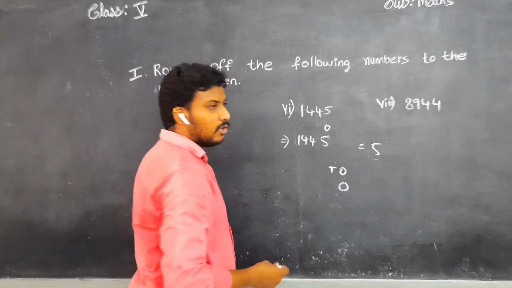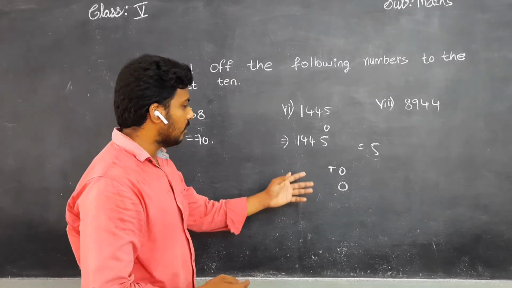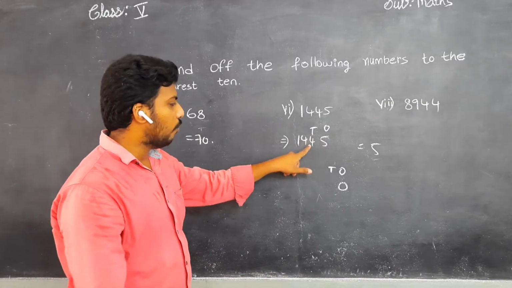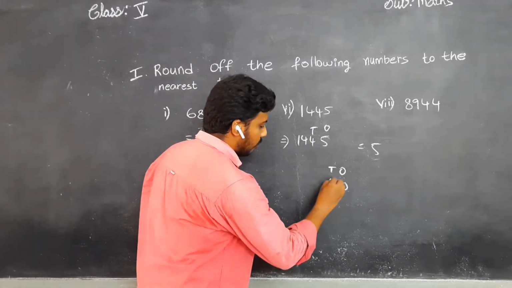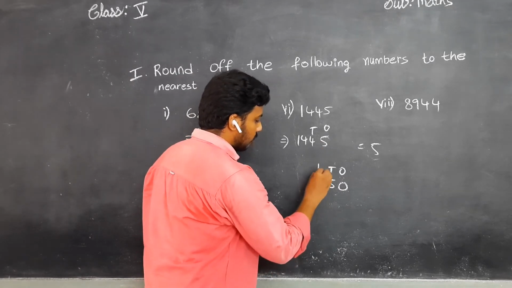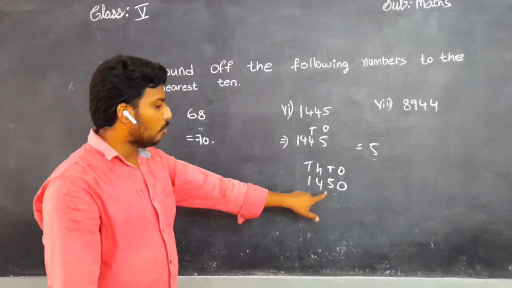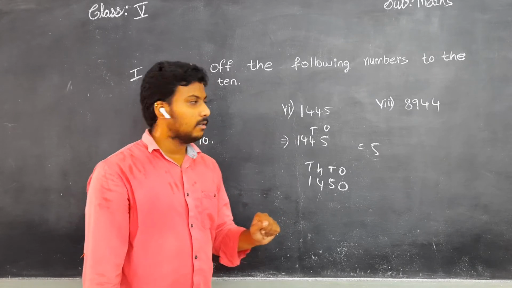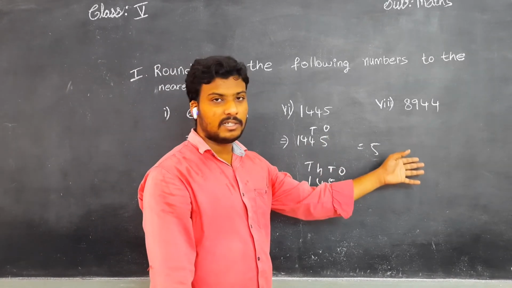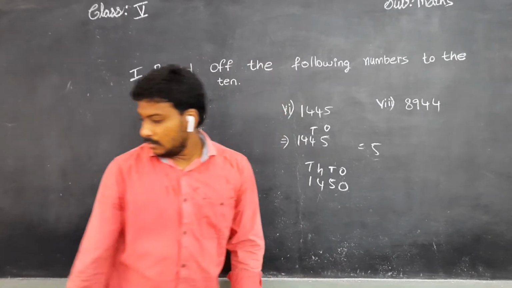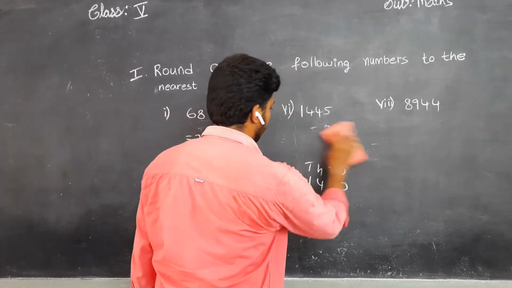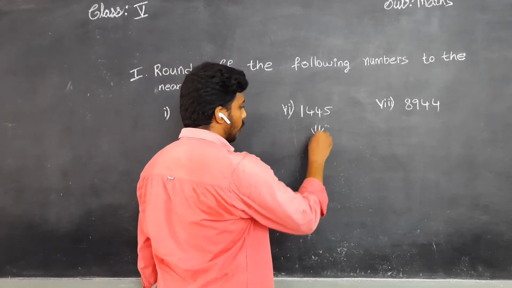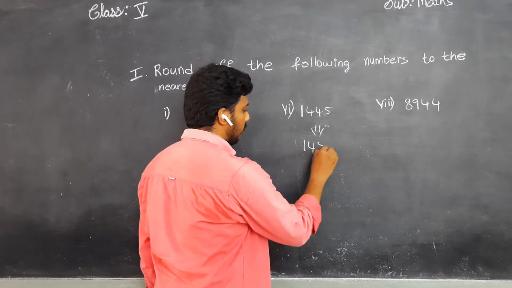And in the tens place you need to add plus 1. In the place of tens the value is 4, so you add 1 to this 4. So 1 plus 4 how much? 5. The remaining you keep like that. Understand, children? The round off value of 1445 is 1450.